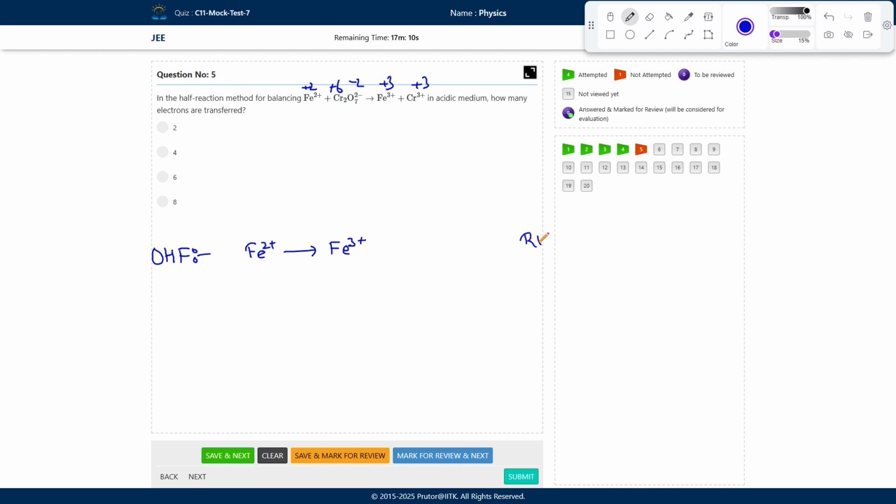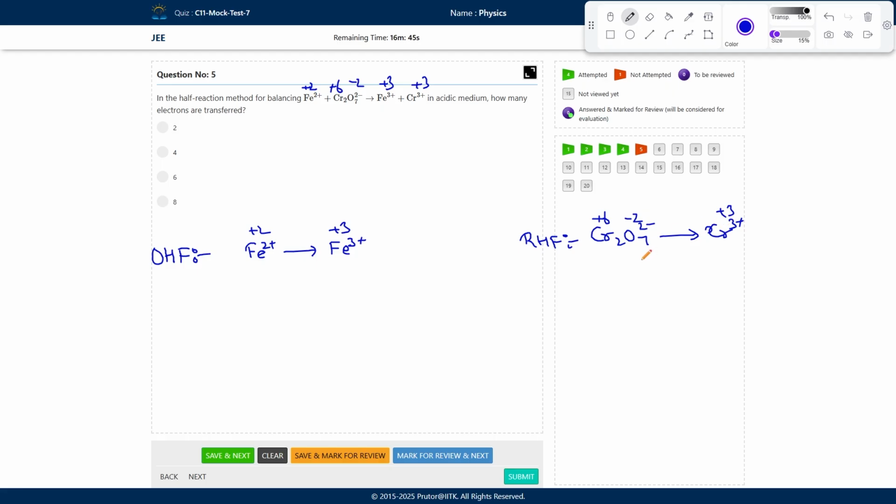What is the reduction half reaction? So this is Cr2O7 2- going on to Cr3+. What was the oxidation state? +6 here, -2 here, okay, +2 here, +3 here, and +3 here. What is the next step?